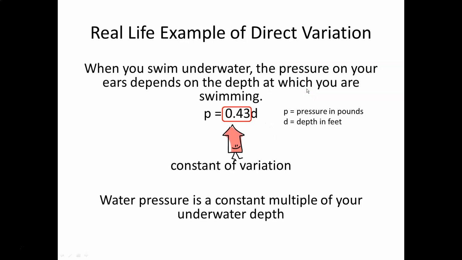So here's a real-life example of direct variation. When you swim underwater, the pressure on your ears depends on the depth at which you are swimming. P equals 0.43 times D, where P is the pressure in pounds and D is the depth in feet. That's why when you swim deeper, your ears hurt. This 0.43, that's your constant of variation. So water pressure is a constant multiple of your underwater depth.